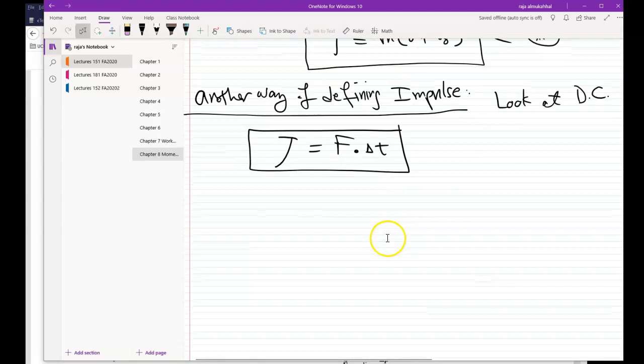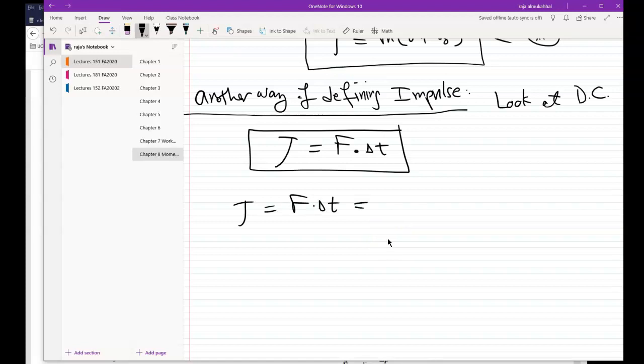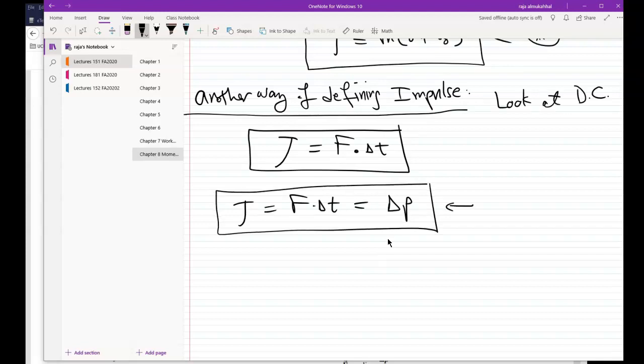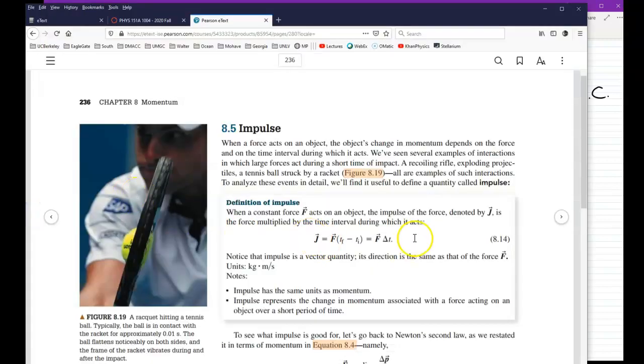In other words, I can write them in one single equation and say that J is equal to F delta T, or is equal to delta P. I hope this equation is in your book somewhere. There it is, yeah. Equation 8.15, let me show it to you on print. 8.14, this is F delta T.